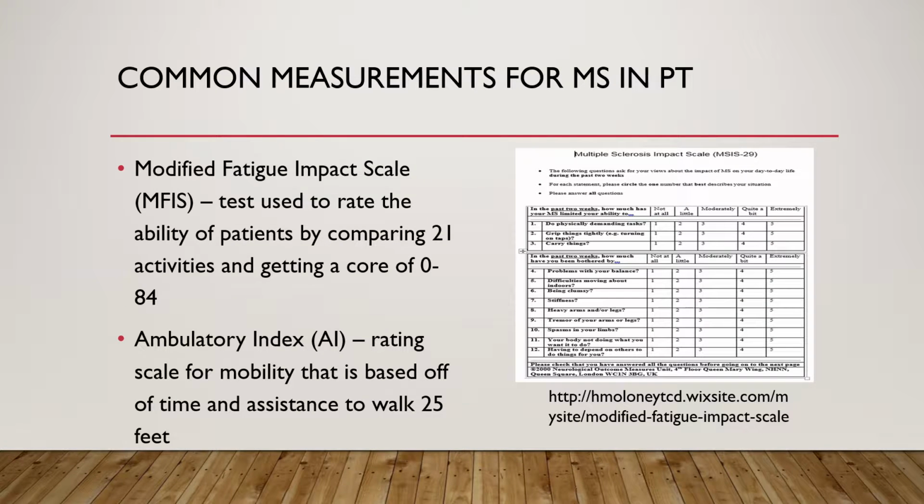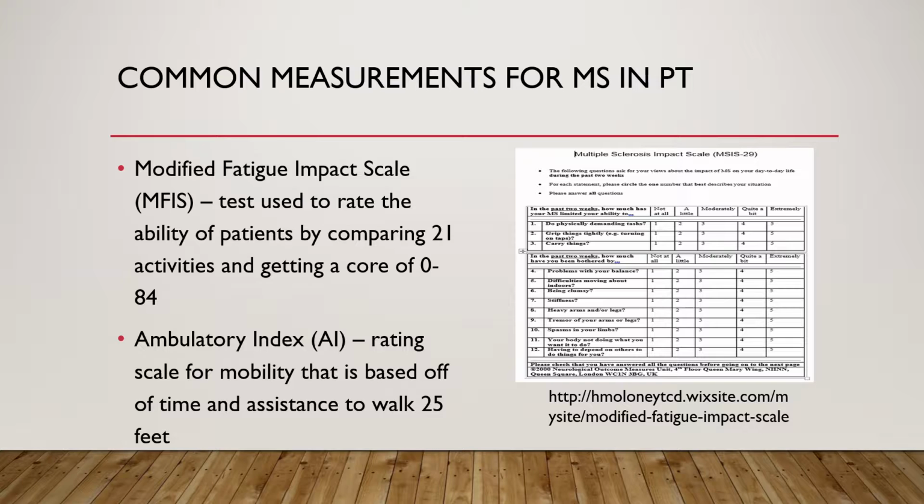So in physical therapy, these are the two main measures that they use for multiple sclerosis patients. The image on the right is actually an example of the Modified Fatigue Impact Scale, which is a test that will give you a bunch of questions and a bunch of activities for the patients to do, and they will get a score on that test, and the range is from 0 to 84. And then this will tell you how far onto that scale they are in relation to their fatigue. These different measurements go into physical, cognitive, and psychosocial categories, which will make up that total 84.